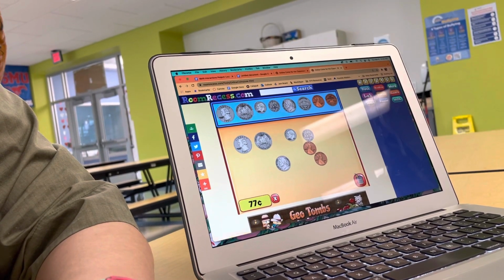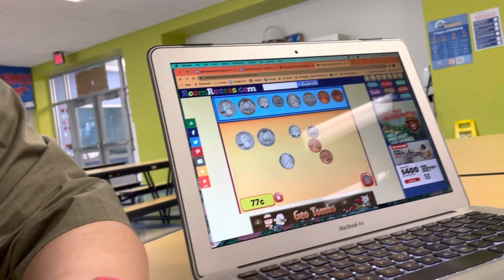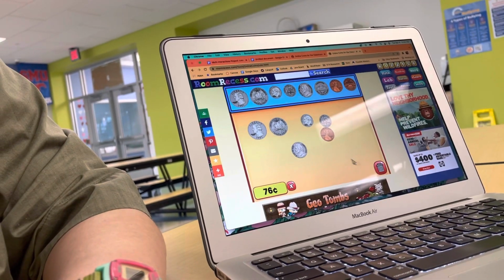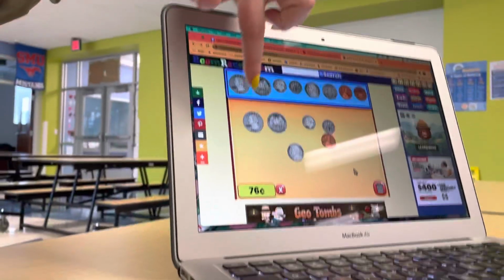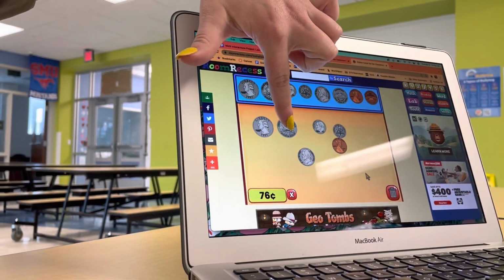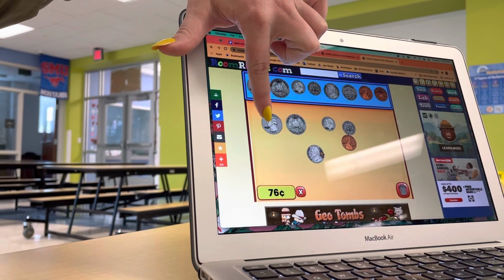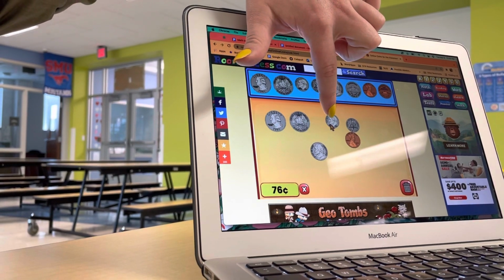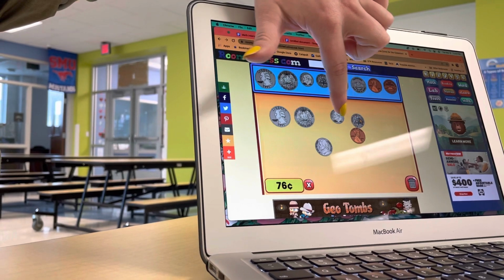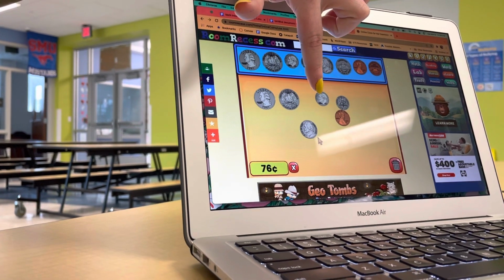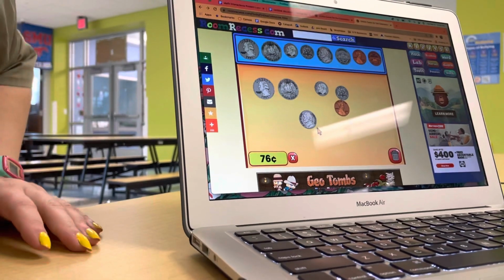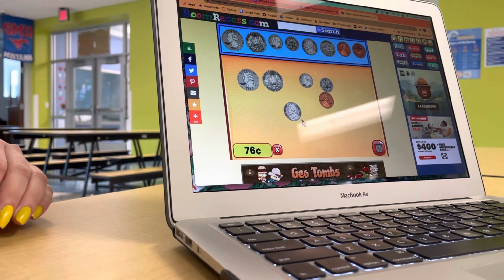Before you get rid of any more, let's look and see. Before you get rid of that last penny, I want to look and see how many. So we have 2 quarters here. That's worth 50 cents. And we have 2 dimes. So can you tell me what 50 plus 20 is? 50 plus 20 is 70.